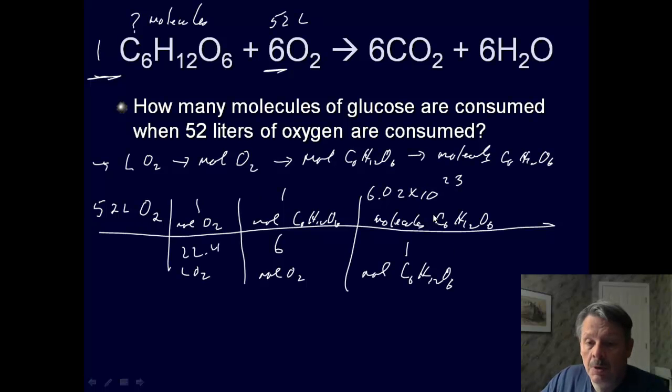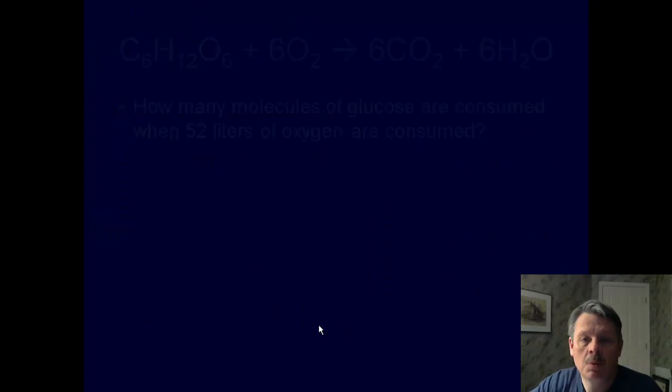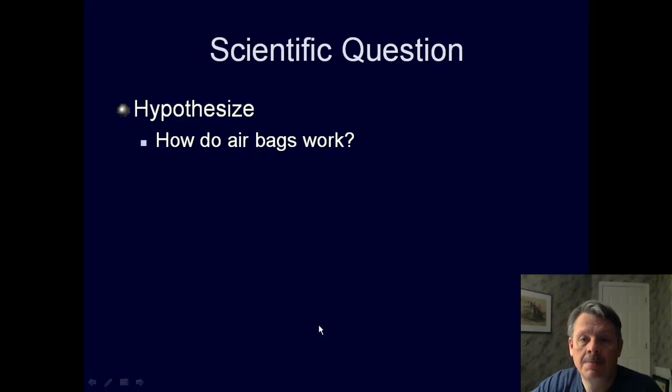So if I multiply across the top, divide by everything on the bottom, I will get 2.3 times 10 to the 23rd molecules of glucose. Okay, so that's that one. All right, we have one more problem we're going to do. And this is going to be the one where you put it all together.